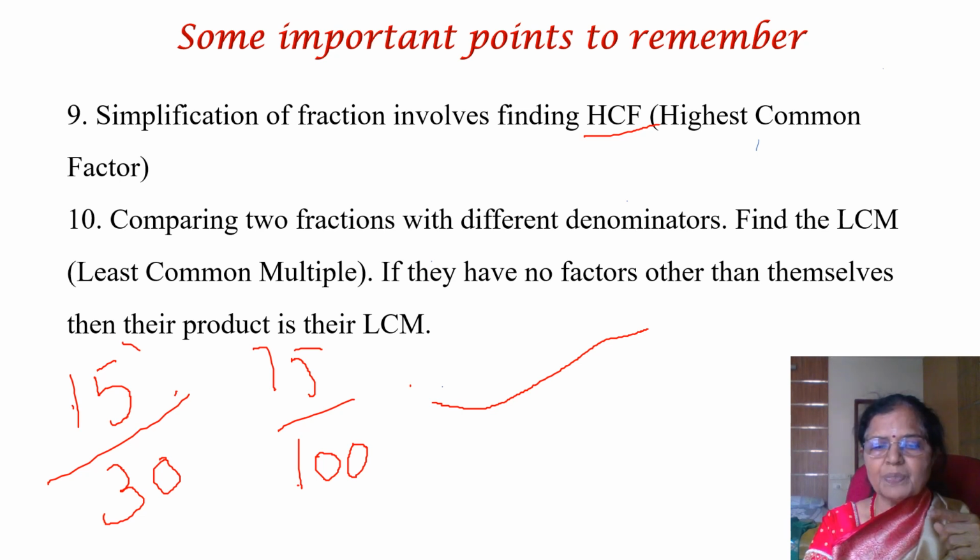See here, the biggest number is 100. A multiple of it is 200, but 200 is not divisible by 30. So the next multiple of 100 is 300. See whether it is divisible by 30. Yes. So the least common multiple is 300. The LCM is 300. How many times will 30 go in 300?